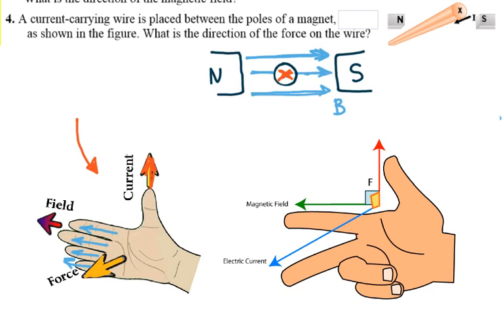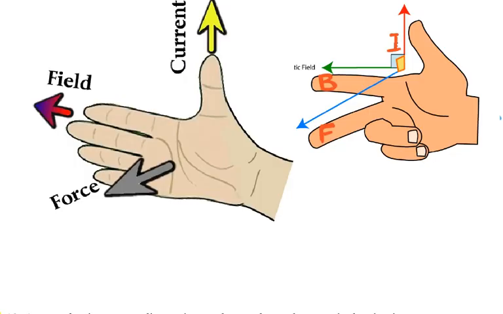Your thumb is pointing into the page, away from you. And then the force acting on the wire is going to be down out of your palm. So here is going to be the force acting on the wire. Sometimes my students say that they like the other version better than the one with a straight hand.